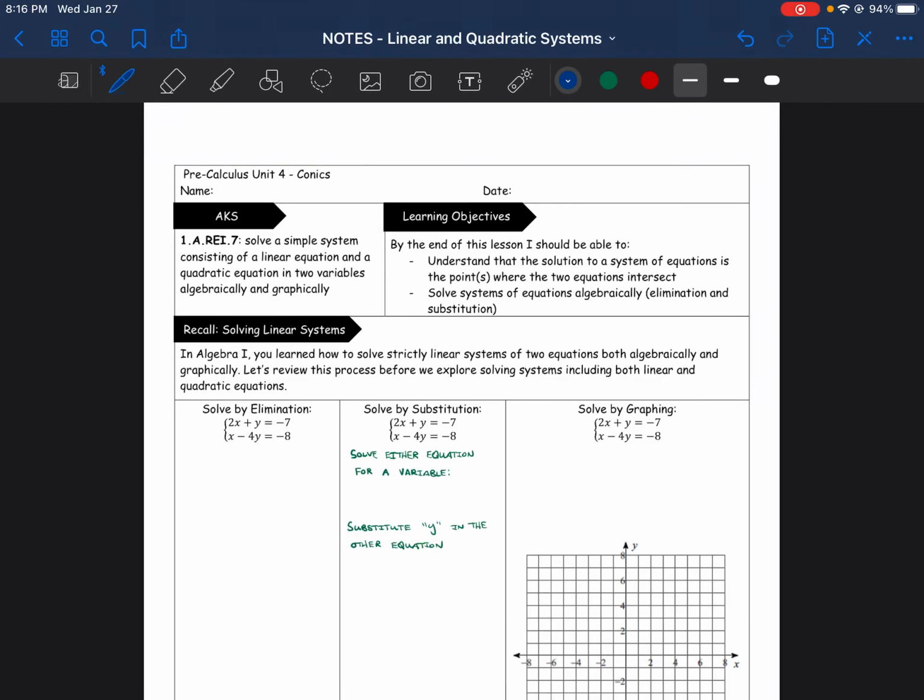In today's video, we're going to be solving systems of equations that involve both linear and quadratic equations. Let's go ahead and get started.